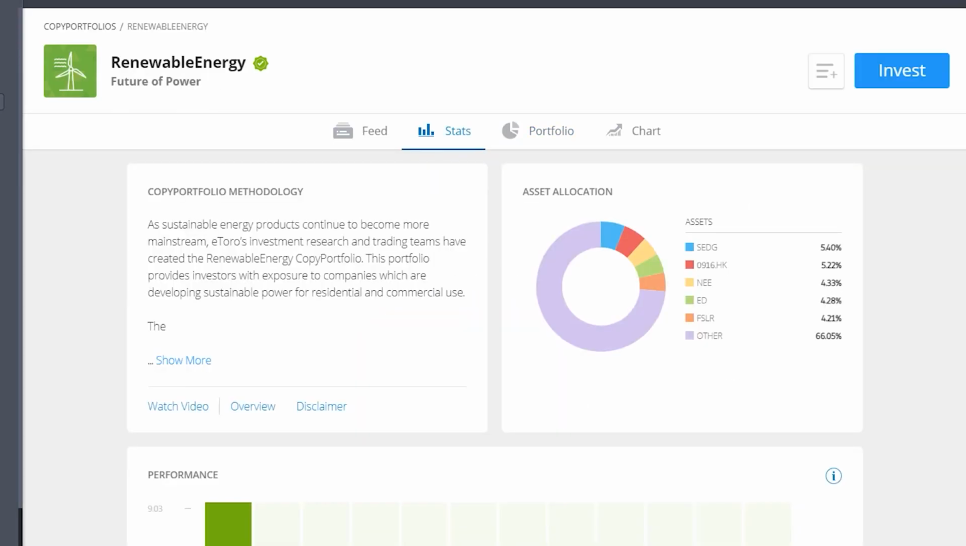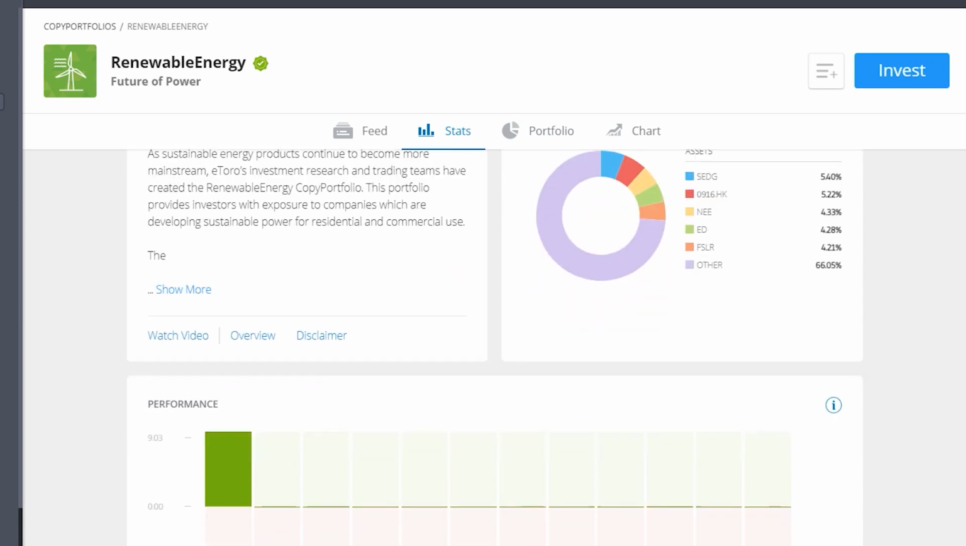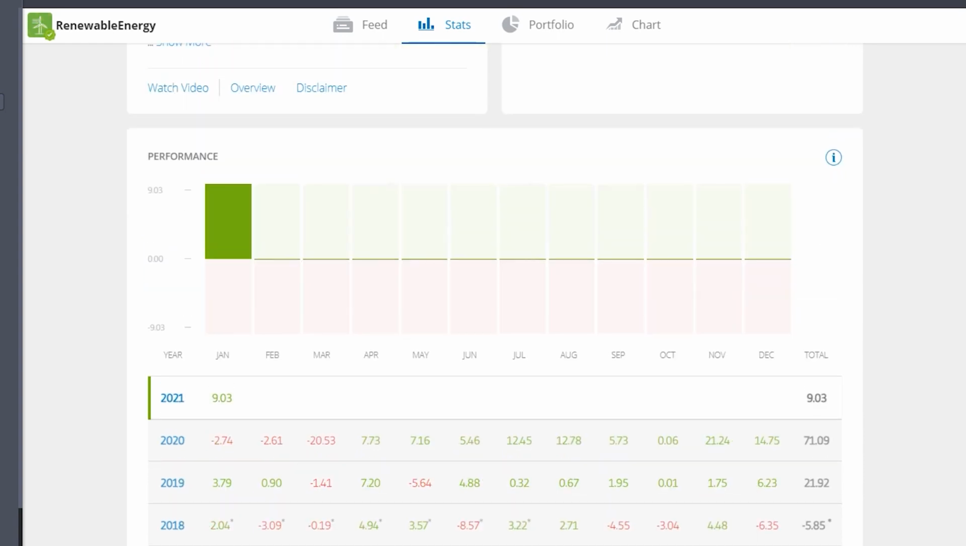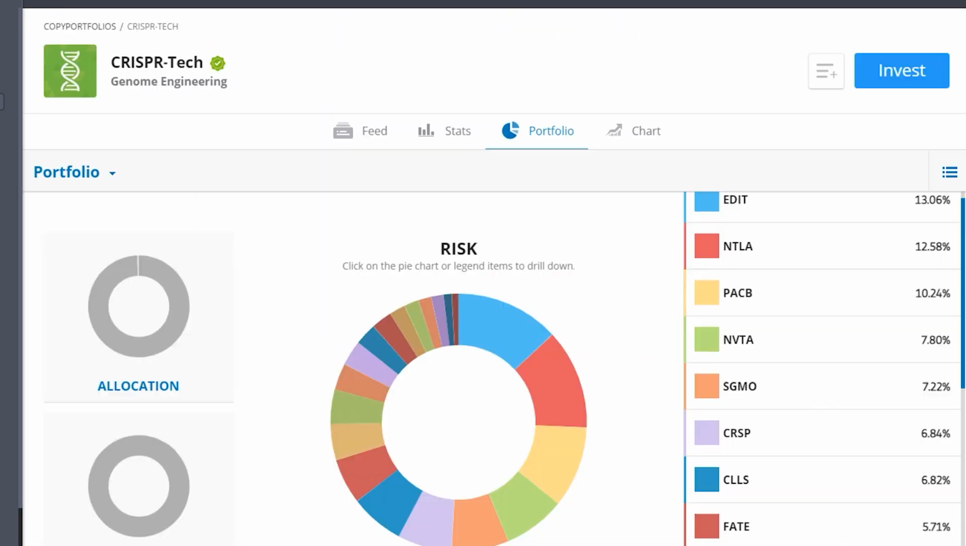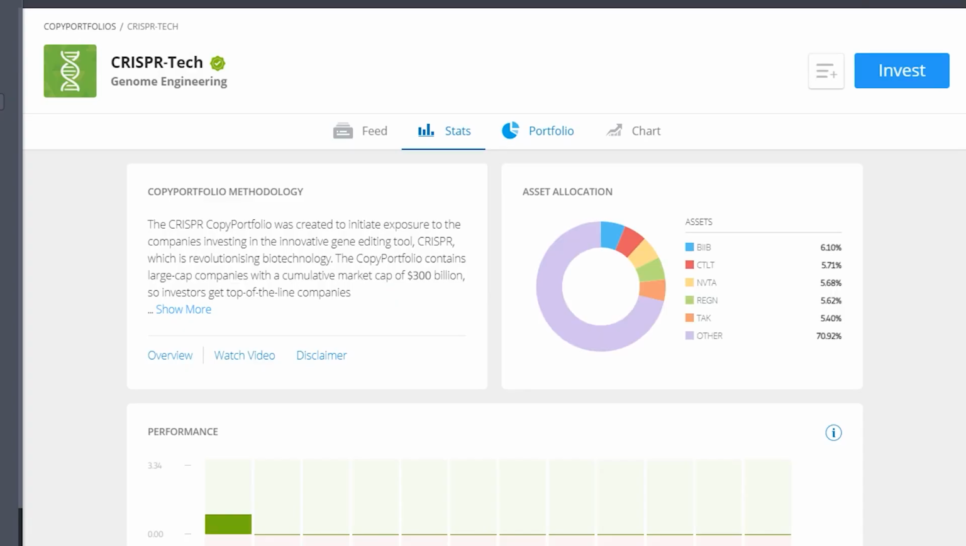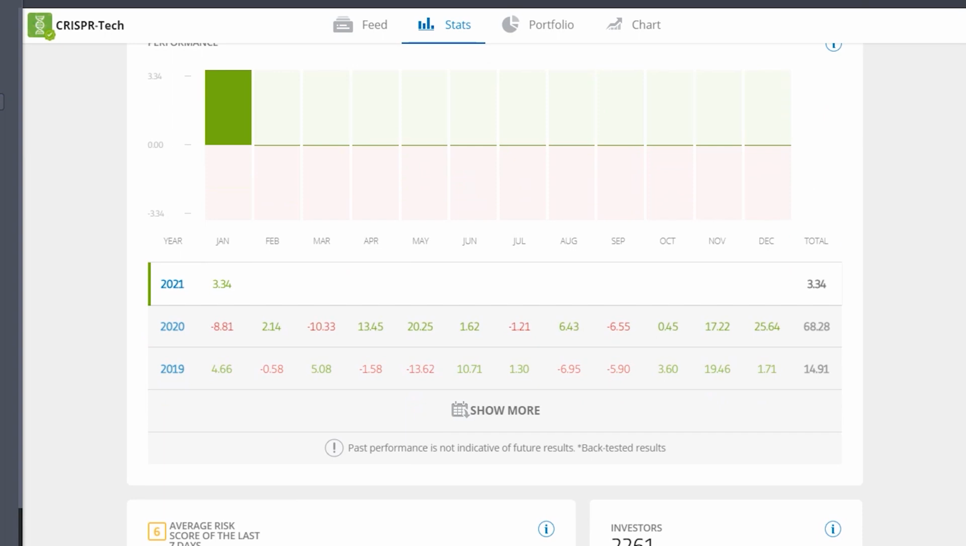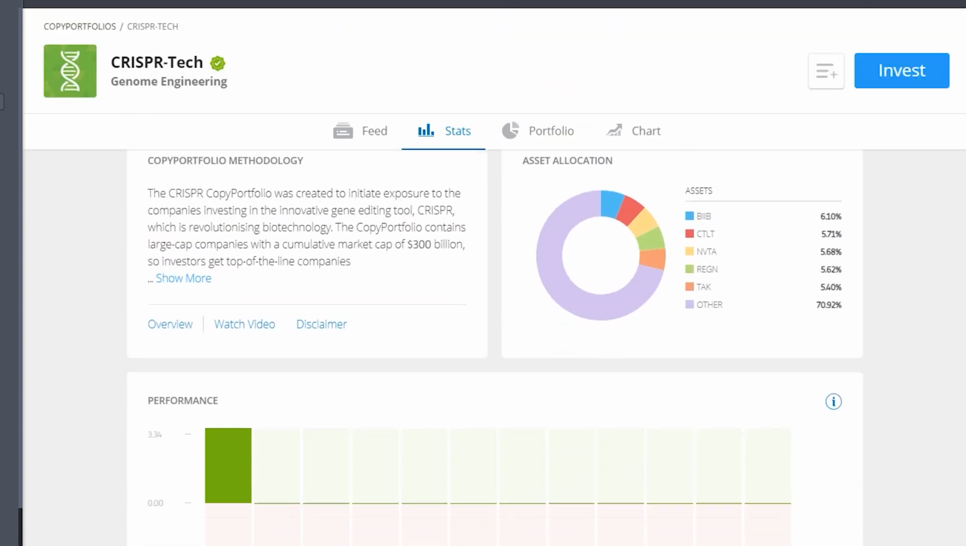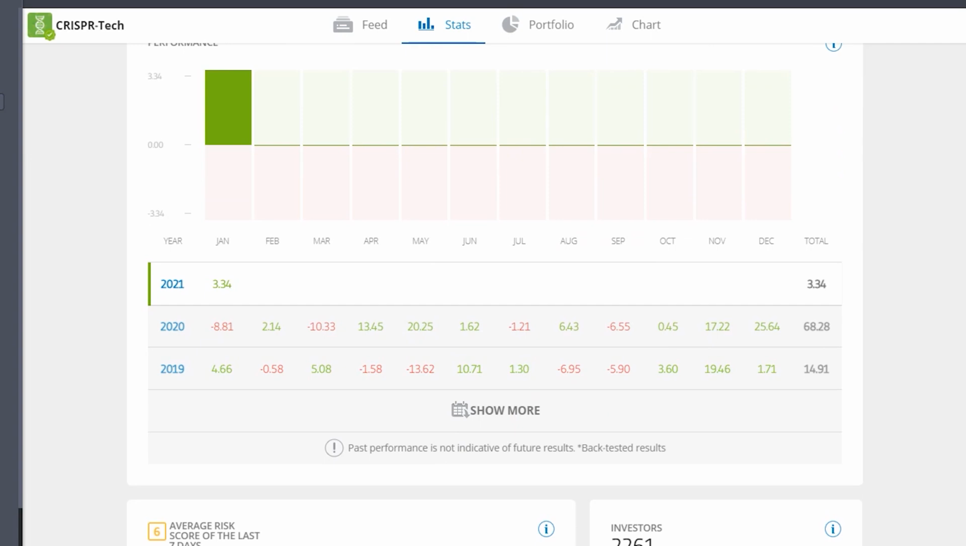I'm going to have a quick look at this one. So this is renewable energy. Let's have a look at the stats. So 71% for last year, 21% for the year before, 9% for this year. And I forgot to do that for the other one. Let's have a quick look at that one. So 68% for last year for genome engineering, and 3% for this year.